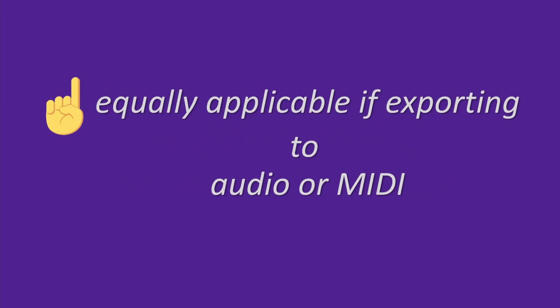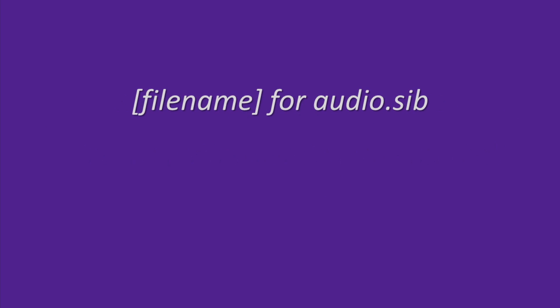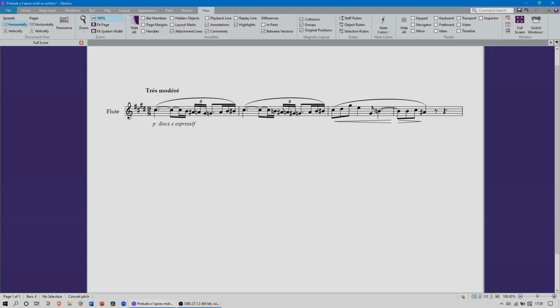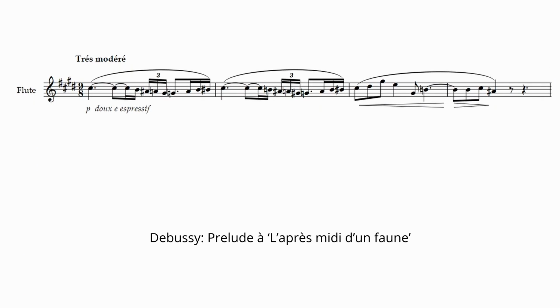So the very first thing we need to do is prepare a copy of our score. There are different ways to do this, but my preferred method is simply to save it with the words for audio added to the file name. Because as you'll see, there can be some drastic modifications made to an original score in order to make the playback more convincing. Let's use as an example the opening of Debussy's Prelude à l'après-midi d'un faune.